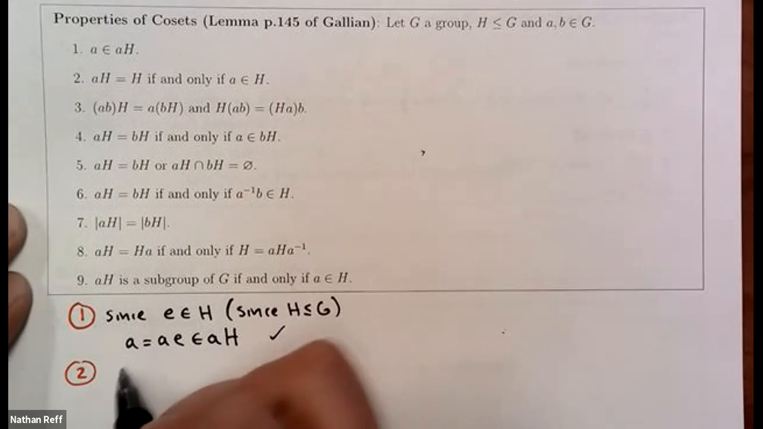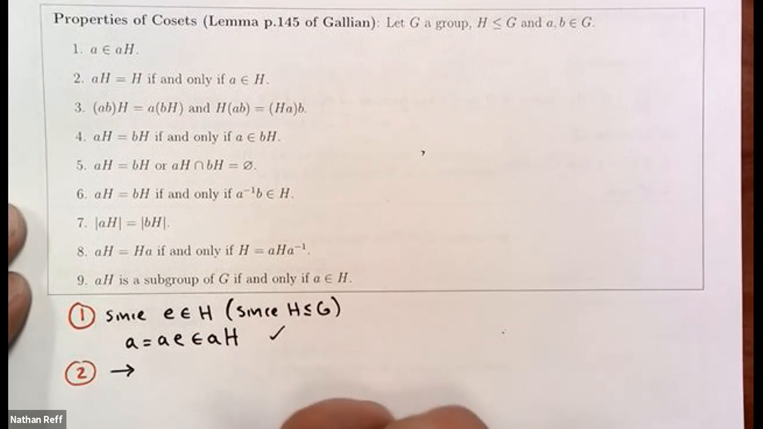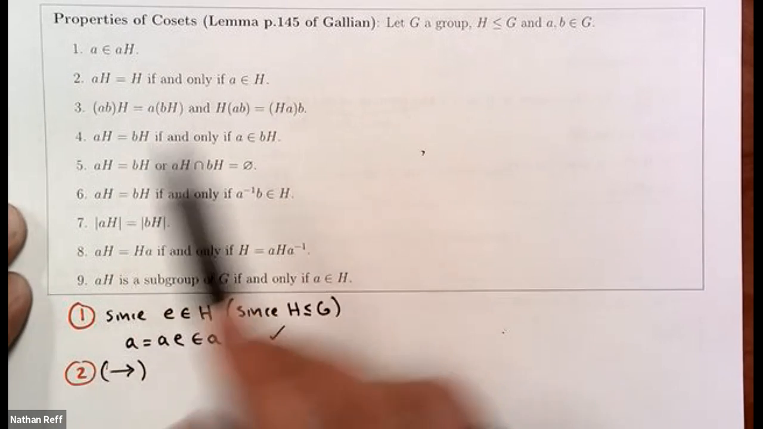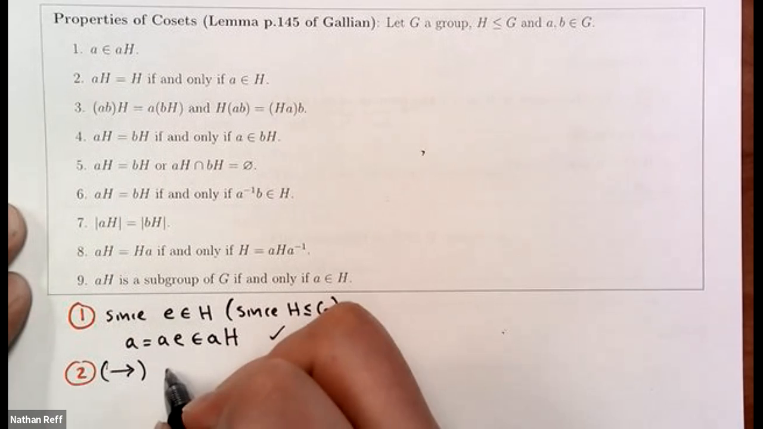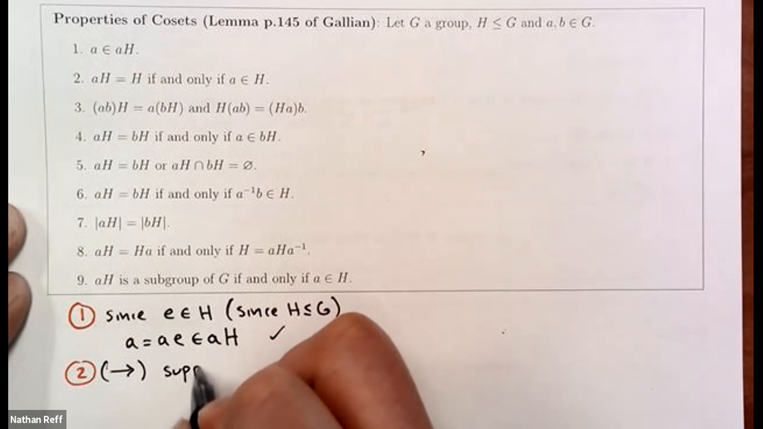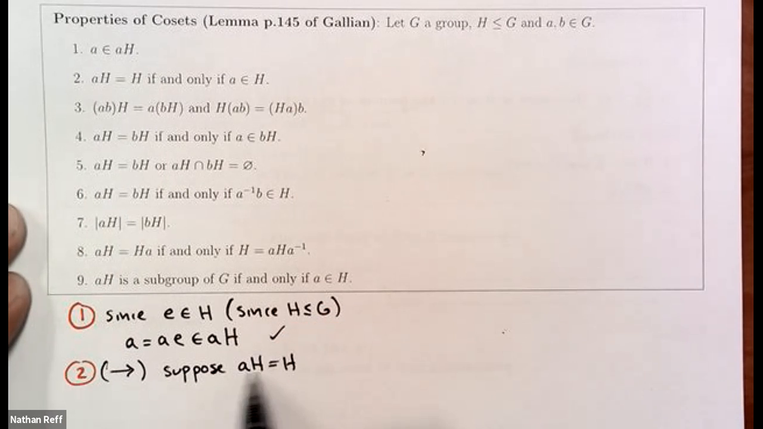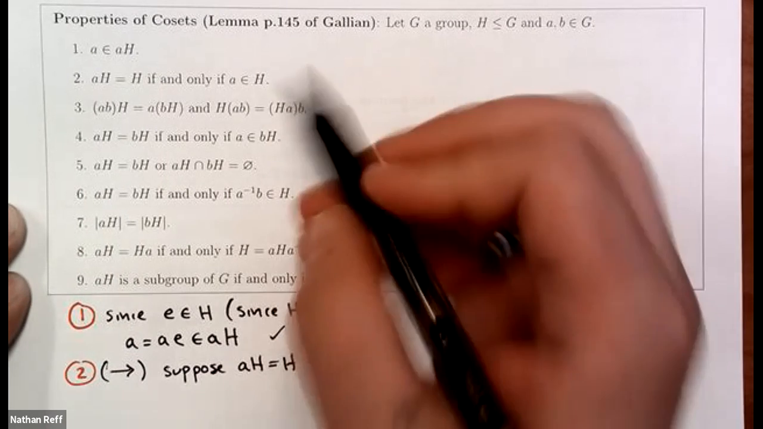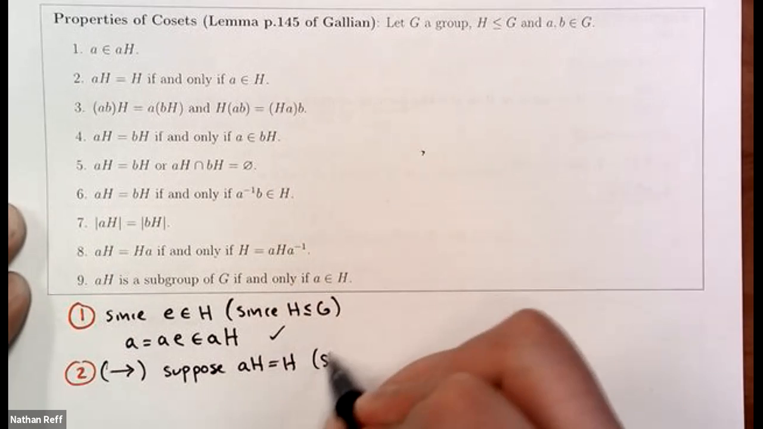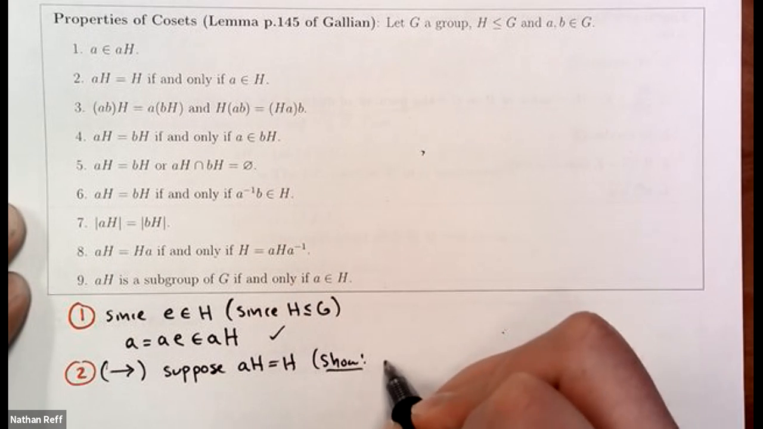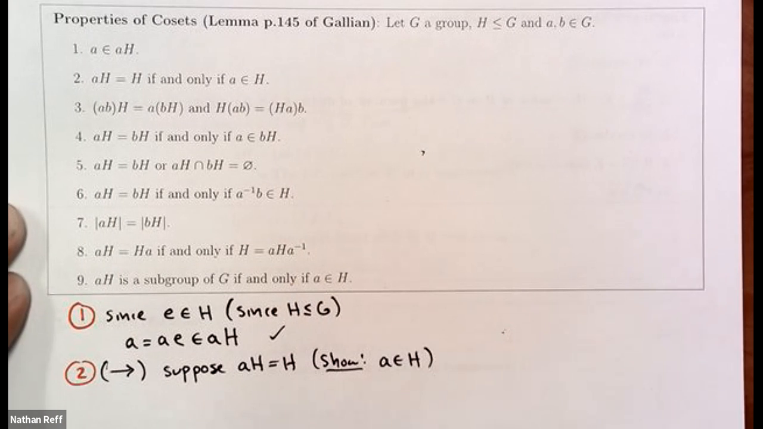Okay, so let's prove this direction first. So suppose AH is equal to H. So this coset is actually equal to the subgroup. And then what do you want to show? You want to show A is an element of the subgroup.